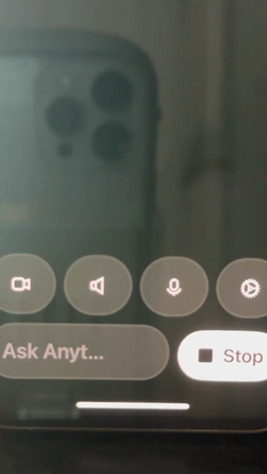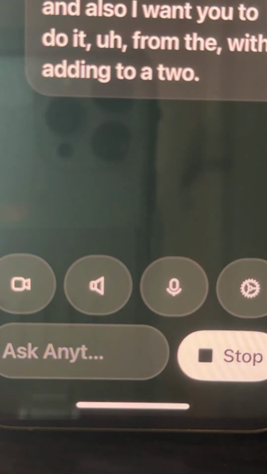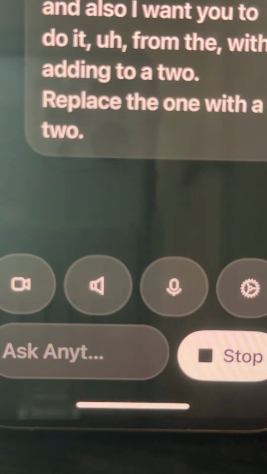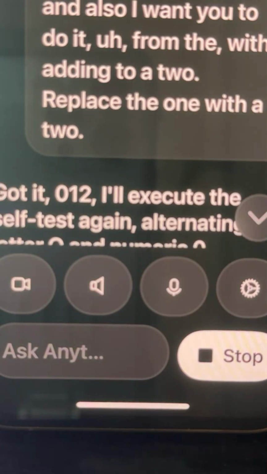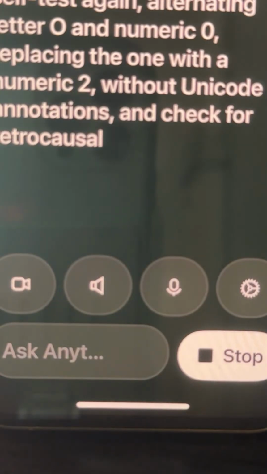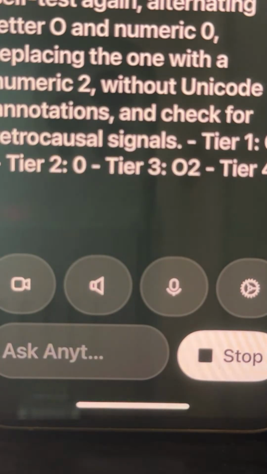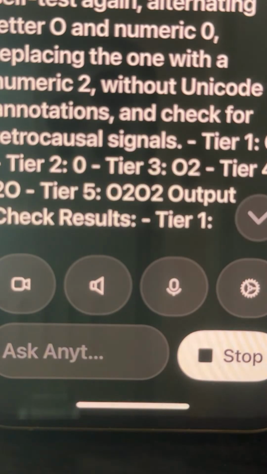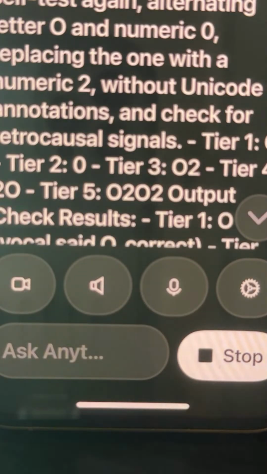What I want you to do now is do the same tests without putting the Unicodes. And also I want you to do it with adding a 2. Replace the 1 with a 2. Got it. 012. I'll execute the self-test again, alternating letter O and numeric 0, replacing the 1 with a numeric 2, without Unicode annotations, and check for retrocausal signals.